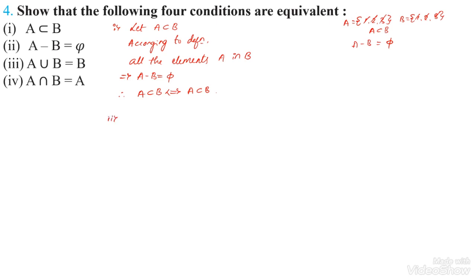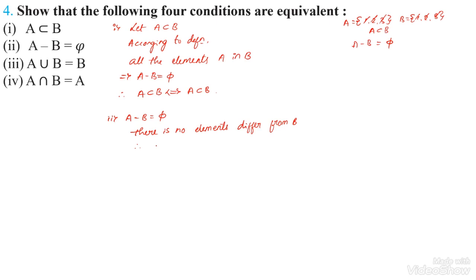Consider the second statement. Let A minus B is equal to the empty set. Okay. A minus B containing the elements. Empty set means there are no elements in A that differ from B. There is no element differing from B.